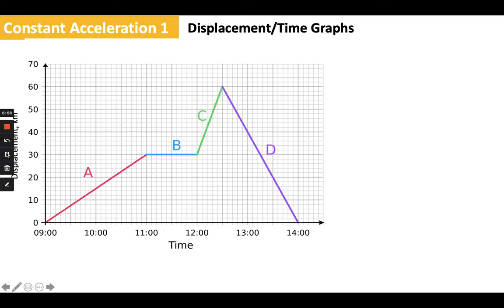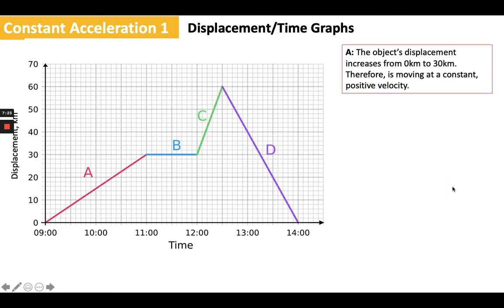Let's start with A. During A, I'm going to start by thinking about where my object is. What is happening to the displacement of the object? At the beginning, there is zero displacement. It's at the starting point. After 2 hours, there are 30 kilometres of displacement. Because my displacement has increased, that means there is a constant positive velocity. The positive velocity comes from an increase in displacement over a change in time.